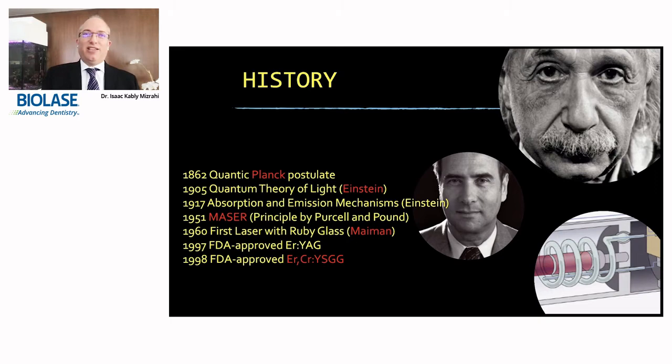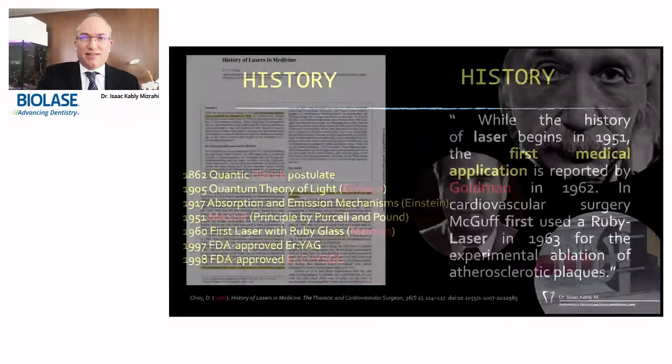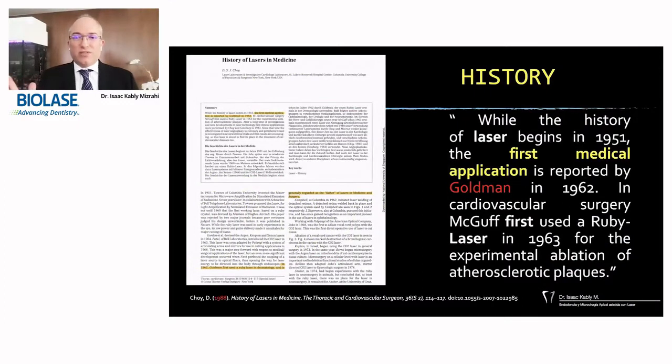This story starts in 1862 with Planck, and then jumps to the Maser in 1951, and then we have in 1962 its first medical use, and in 1965 its first dentistry use, and then the FDA approves the Er,Cr:YSGG to use it for dentistry purposes, and there's a lot inside. But it's important to know that the first medical application by Goldman was in 1962, just for the ablation of arteriosclerotic plaques. And this is the first known report for lasers in medicine.